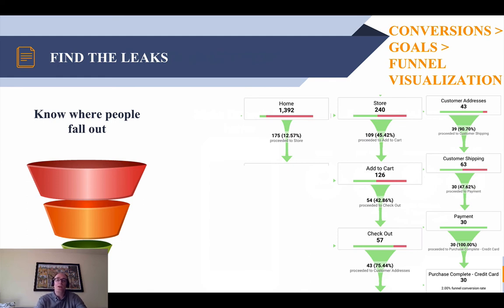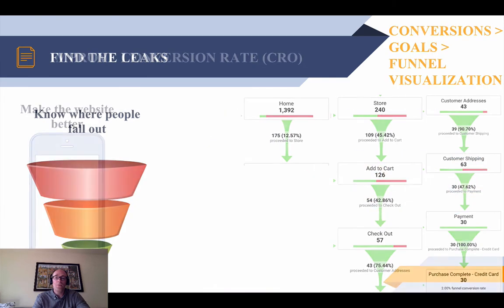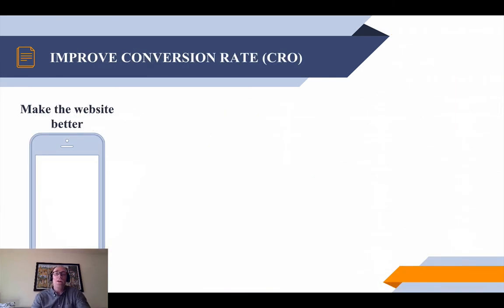But right away for this store, I can see we had 1,300 people on the homepage, and we only had 240 people on the store. So it's time to start looking at that homepage and see how do we get more people into the store part of the website. So conversion rate optimization is CRO, and that's basically making our website better so that we get more macro conversions and more conversions in general.